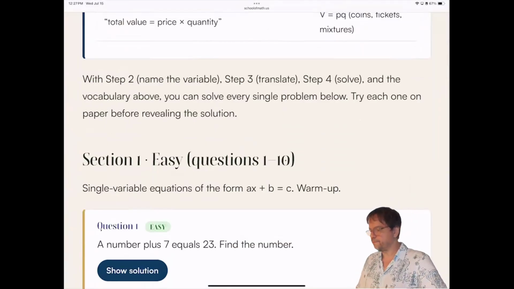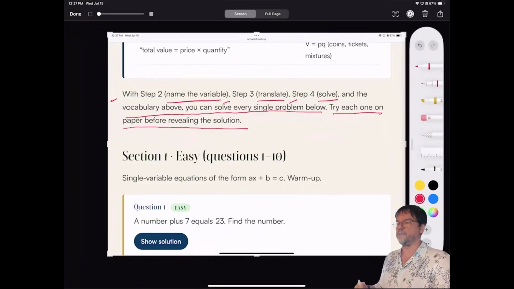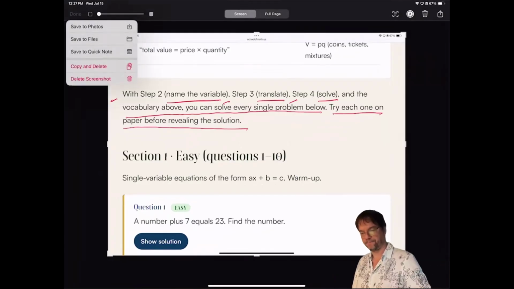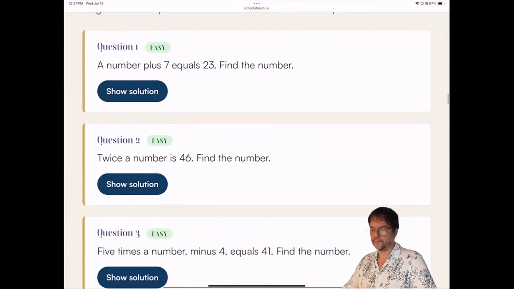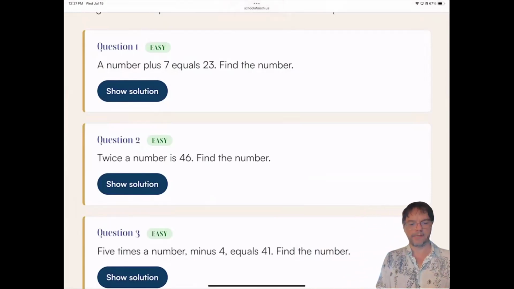So we saw everything here. Okay, with step 2, name the variable. Step 3, translate. Step 4, solve. And with the vocabulary above, you can solve every single problem below. Try each one on paper before revealing the solution. Okay, so step 1 is reading. Then you go 2, 3, and 4. Okay. I would like, just a second. I will give you 1 minute to try this number 1 question.